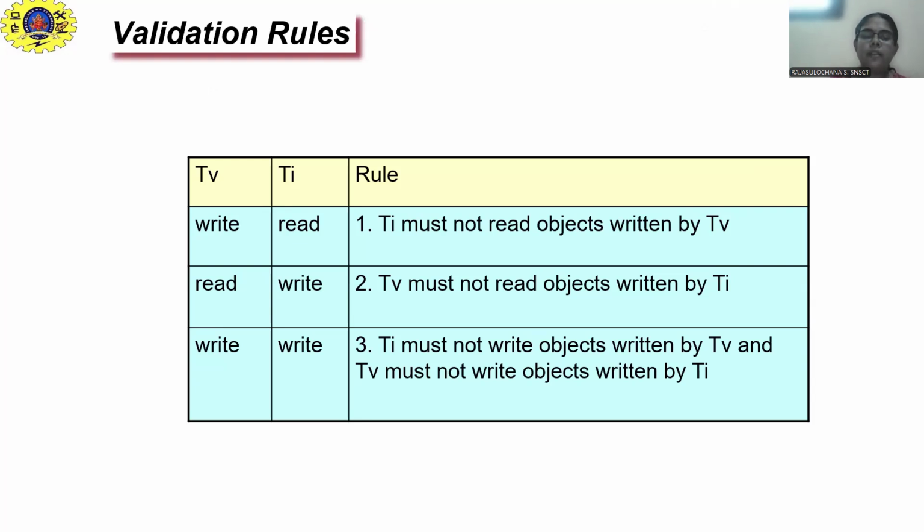The first conflict pair is write and read: if there is a pair like this, the transaction Ti must not read the objects written by Tv. Similarly, for the read and write conflict pair, Tv must not read objects written by Ti. And for the write and write conflict pair, Ti must not write the objects written by Tv, and Tv must not write the objects written by Ti. So vice versa should not happen in the case of a write and write conflict pair.